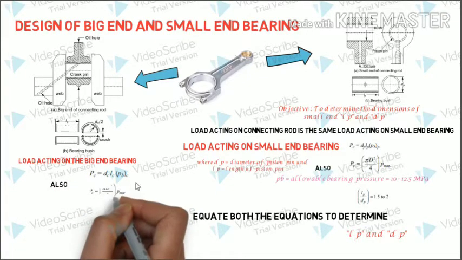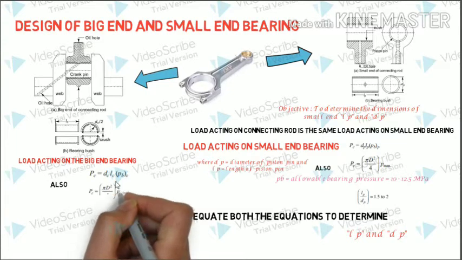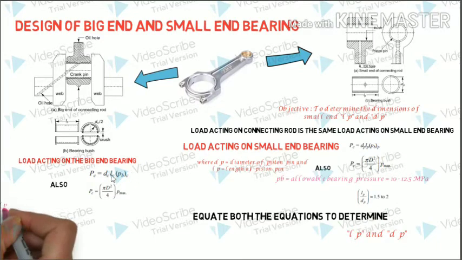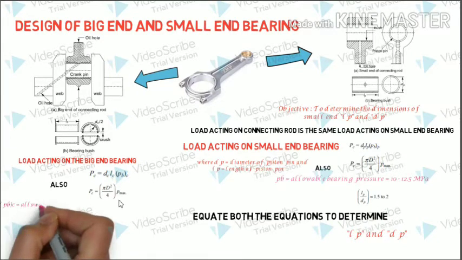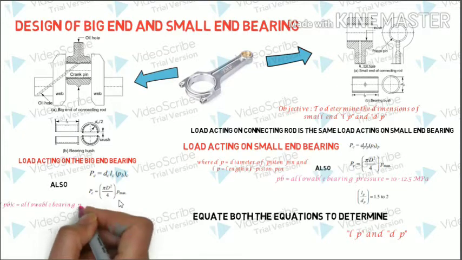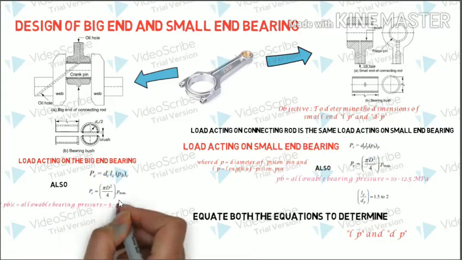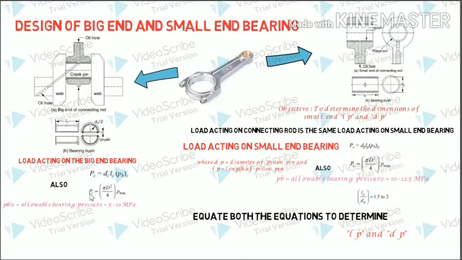Now the load acting on the big end bearing is nothing but DC into LC into PBC, where DC into LC is the projected area of the bearing, and that is multiplied with the allowable bearing pressure which is acting on the crank. Here the allowable bearing pressure is taken somewhere between 5 to 10, so for both these you may take 10 megapascal, which is applicable for both the cases.